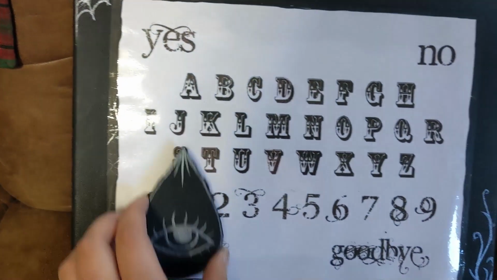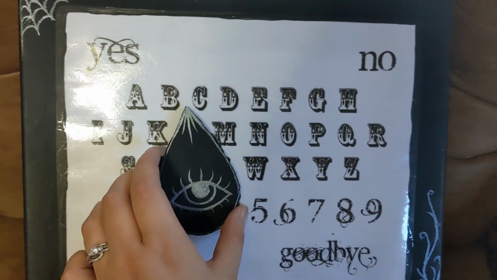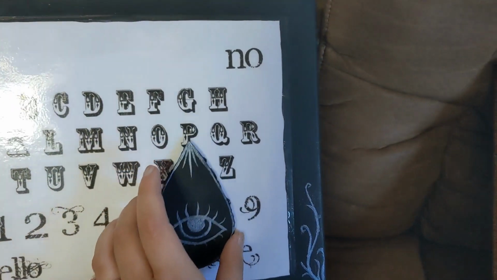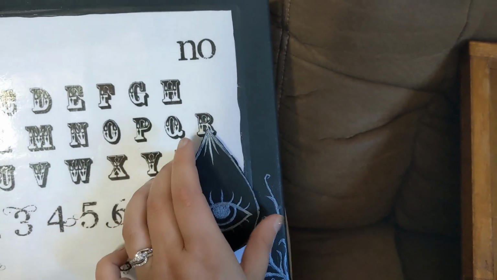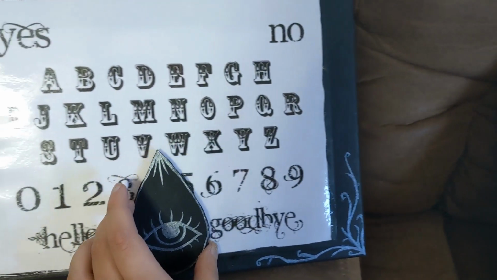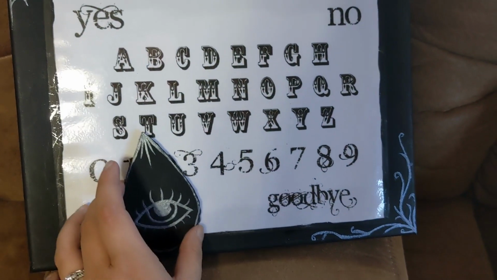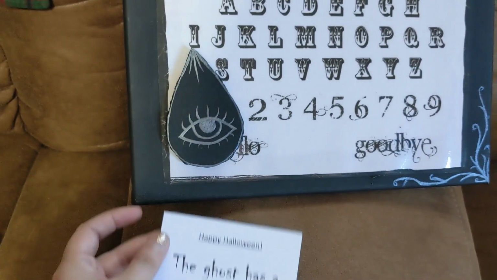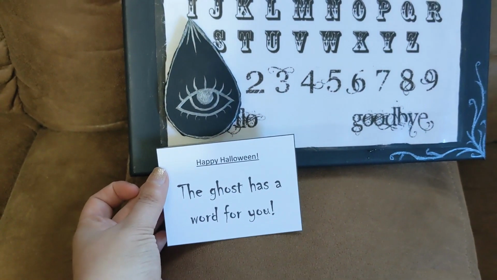So here are the letters A, C, G, R, T, and I. Makes a 6-letter word. Can you figure it out?